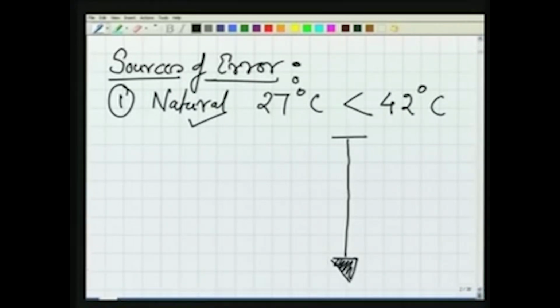What this plumb bob is: here it is the thread or twine, and here is a heavy bob, a very heavy material. We make use of this in order to find the direction of gravity. Obviously, because of this weight, it will align in the direction of gravity. So whenever we want to measure the direction of gravity, we can make use of this simple device.